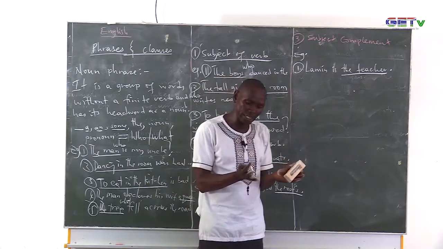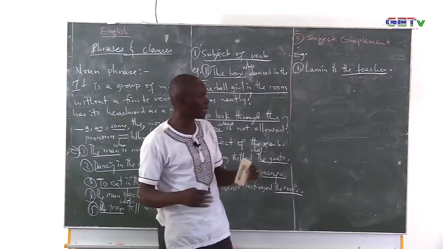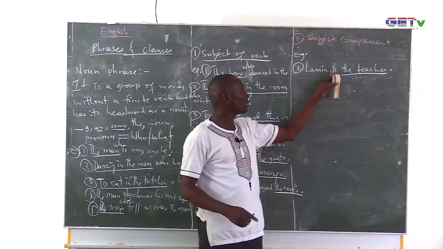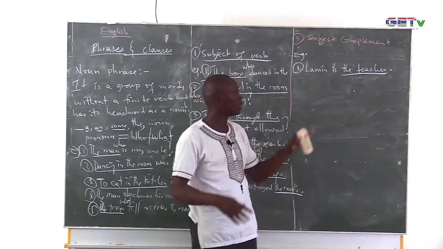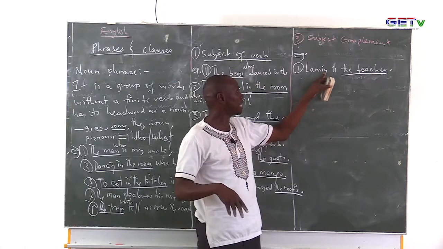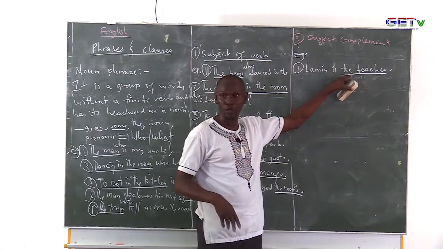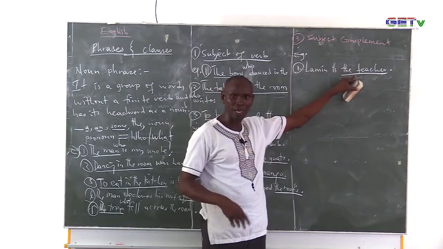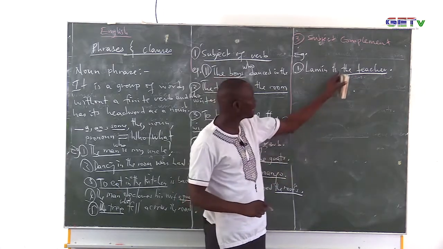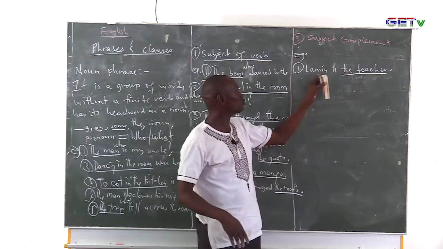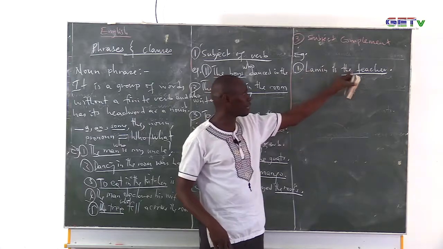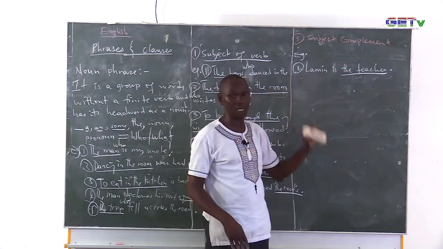This also is similar to appositive phrases. The difference between this and appositive phrases is that for this one, a linking verb connects the two. For appositives, no linking verb, but two commas. After Lamin, you may get Lamin, the teacher. Lamin, comma, the teacher, comma, has arrived. So it becomes appositive in that context. But with a linking verb connecting the two, then you call this subject complement. So this is a noun phrase, and it is acting as subject complement.